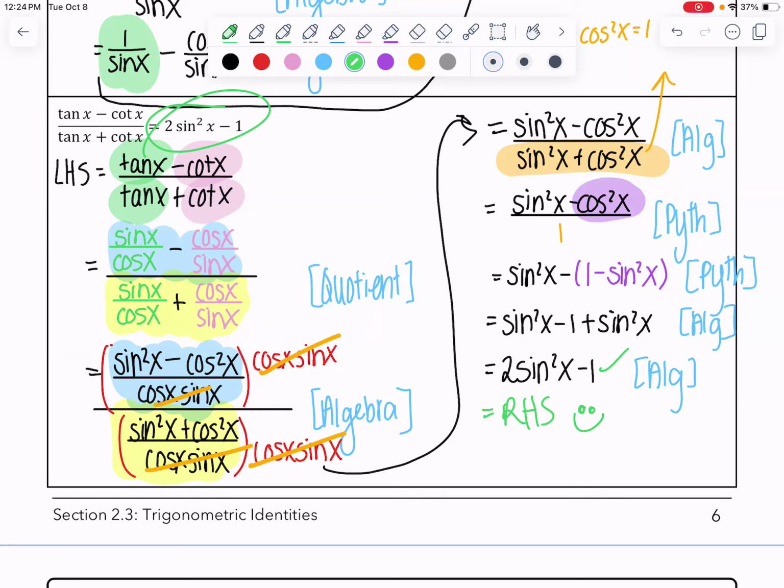All right, so in our next video, we're going to talk about the even and odd properties of trig functions and do some proving of identities using those properties. And that'll be it for this section. So I'll see you in that next video. Bye.